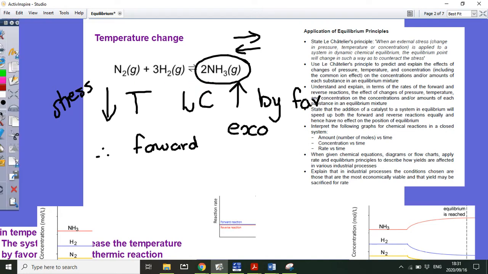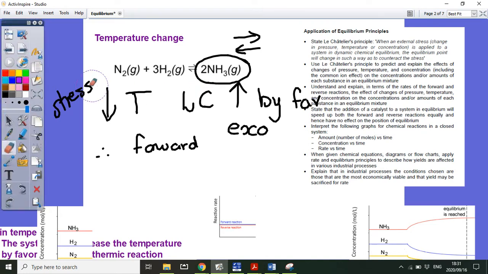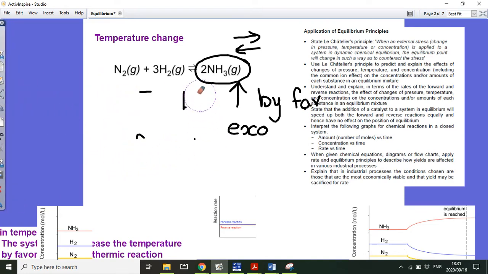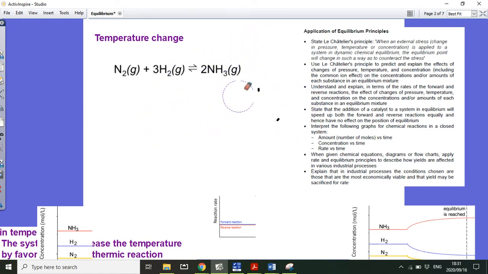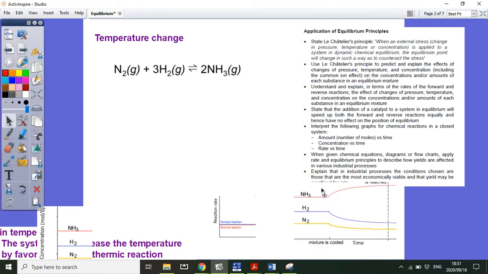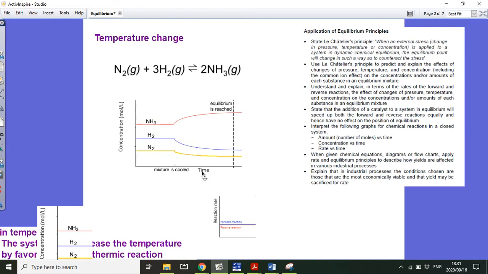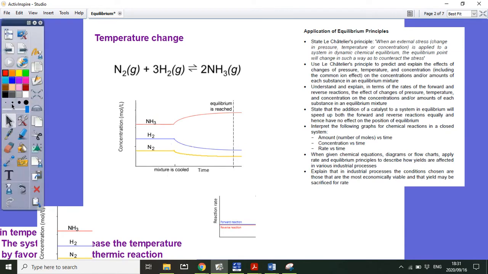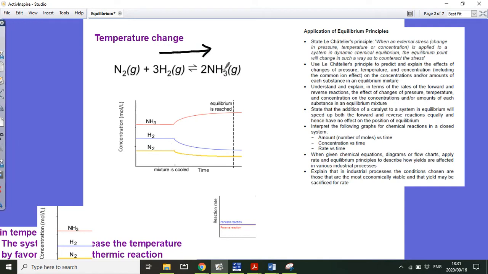Now we're going to quickly look at the graphs, because I'm going to do each factor with its graph so that you have everything together. Now for the concentration graph, for temperature, concentration and moles will look the same. Now if you look at this graph here, if the mixture is cooled, we have just said that if the mixture is cooled, the forward reaction is favored. So the forward reaction was favored. That means I'm forming more of this. And you can see that line is going up. So that's what the graph would look like.